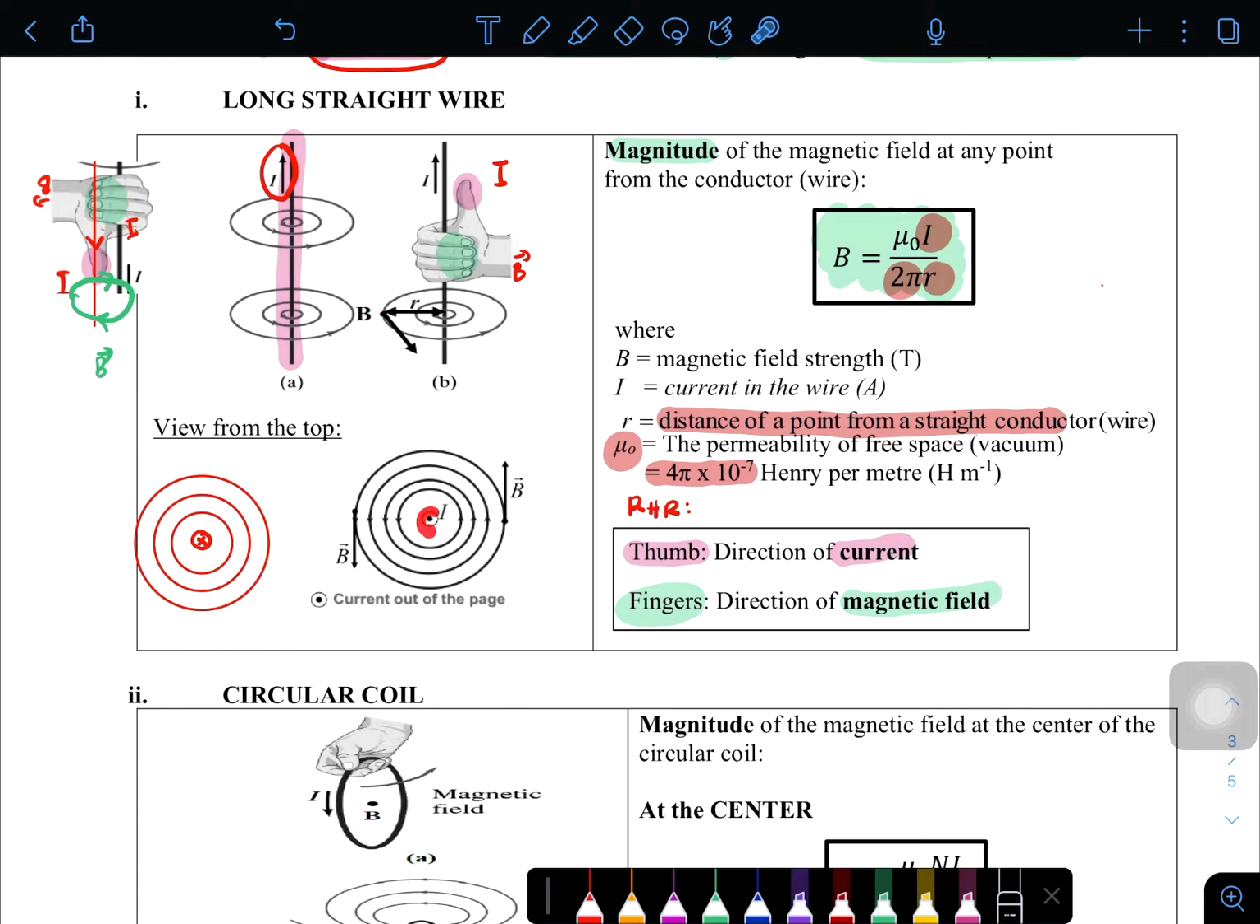So this is our current. Current kita keluar daripada page. So keluar pada page, dia akan mendapat anti-clockwise. For example, current saya masuk ke dalam page. So direction of saya punya B ialah clockwise. Okay. So this is my B.